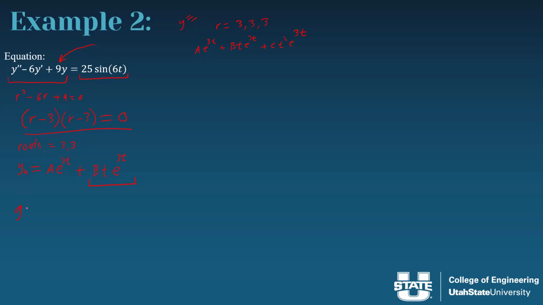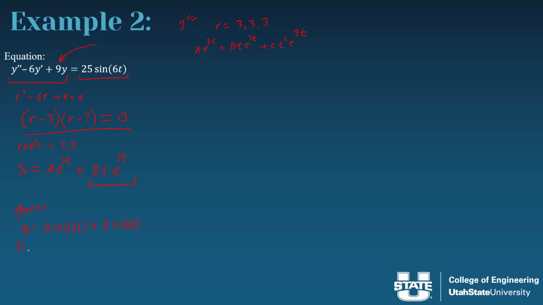So we're going to guess that y particular is going to be equal to, I need to use some different letters, so let's do d cosine of 6t and e sine of 6t. That's going to be my guess. And much like what we did before, I'm going to take the derivative of that twice.